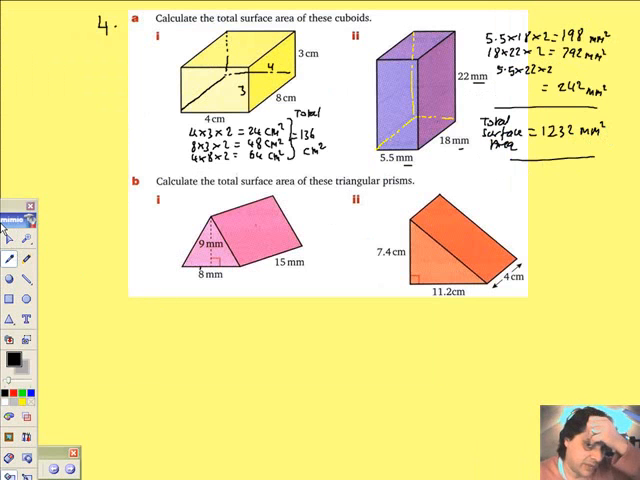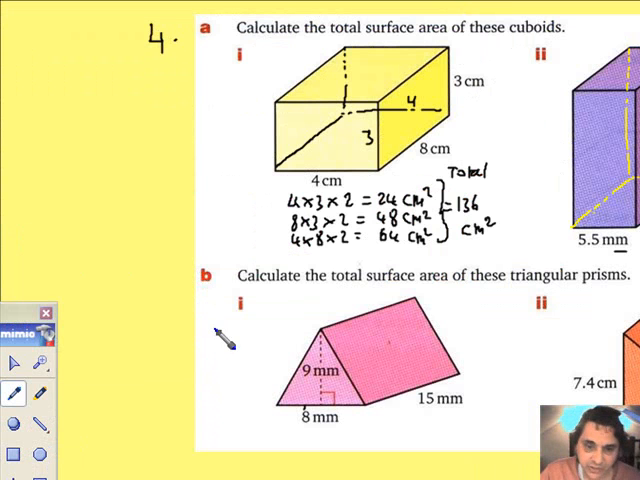Now I want to highlight an error in question 4b. It's an error by this textbook. You can actually calculate the total surface area of these triangular prisms. Look, the front face of this triangular prism has an area of 8 times 9, and then you halve it, half base times height. But if I want to work out the area of this rectangular face here, I have to go 15 times, but I don't know what this slanted length is.